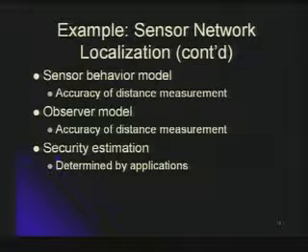Now how about the sensor behavior model and observer model? Those are all related to the accuracy of the distance measurement. If the distance measurement is not accurate, then you may have an inaccurate observer model. Those are application specific, and the security estimation can also be determined by the application.